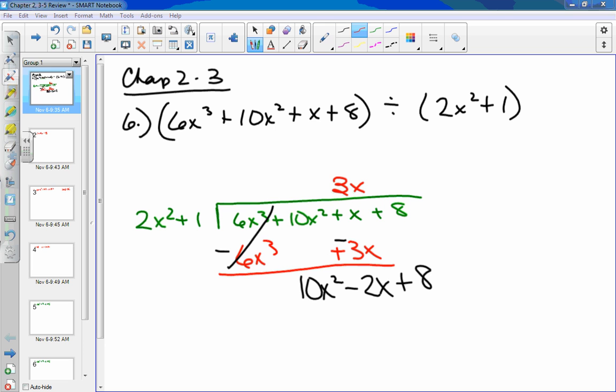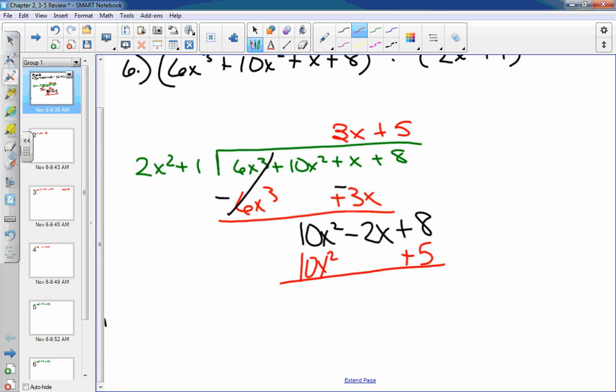You with me? Okay, so now, what do I multiply 2x squared by to get 10x squared? Just a 5. So I have a 5 here. Now I distribute diagonally. 5 times 2x squared is 10x squared. 5 times 1 is 5. Put the 5 underneath the 8. Swap the signs. The 10x squared cancels out. I'm left with negative 2x plus 3.